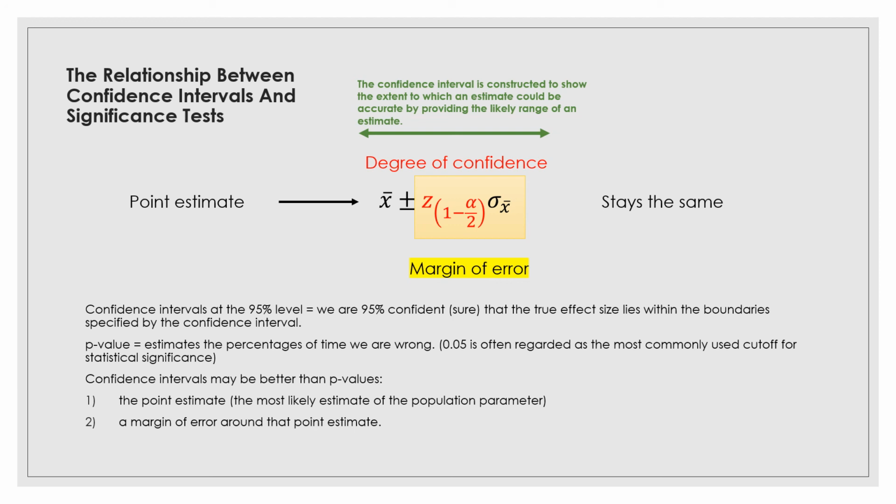In terms of significance testing, the confidence interval may be better than the p-value because it consists of two pieces of information. It consists of X bar or the point estimate as shown in the equation above, and it also consists of the margin of error around the point estimate or X bar.